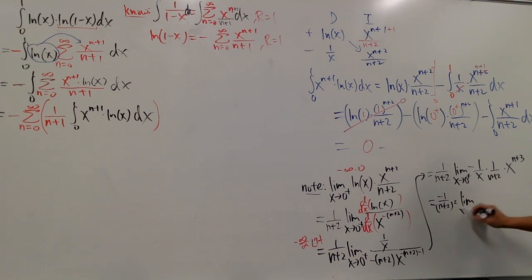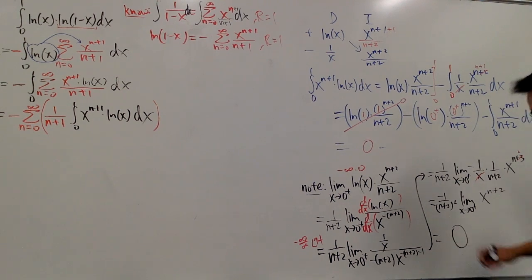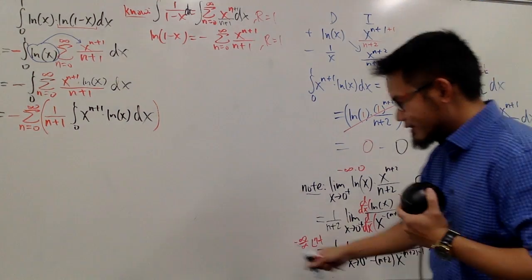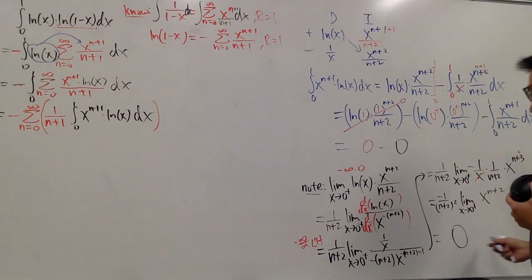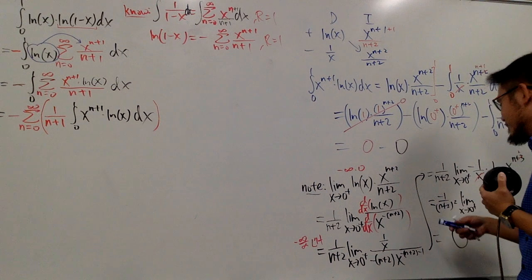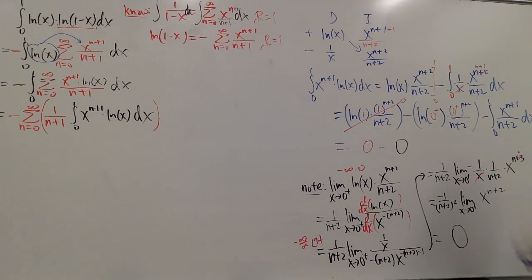The limit as x goes to 0 plus. Cancel this with one of these out, so this is x to the n plus 2 power, which goes to 0, okay? Anyway, the 0 is right here. It just depends on how much work you want to show. I could have said, watch my other video where I do this, and that is equal to 0.